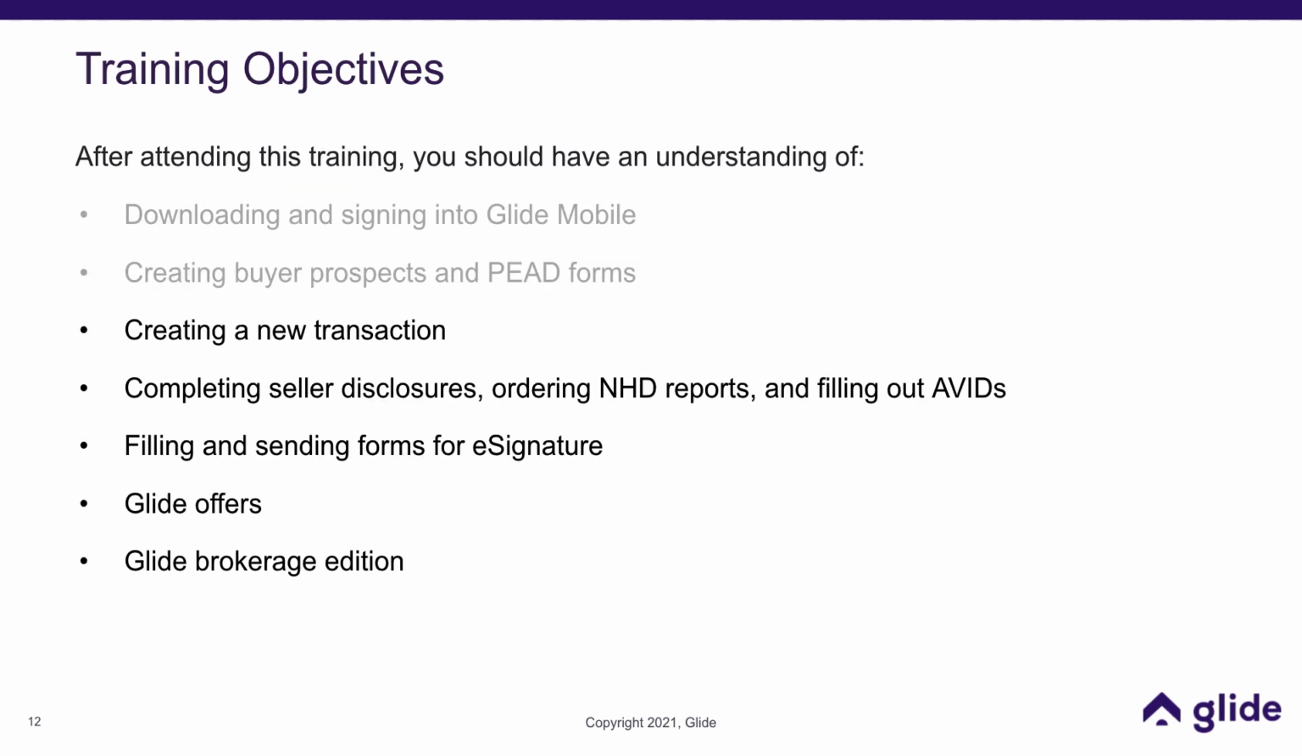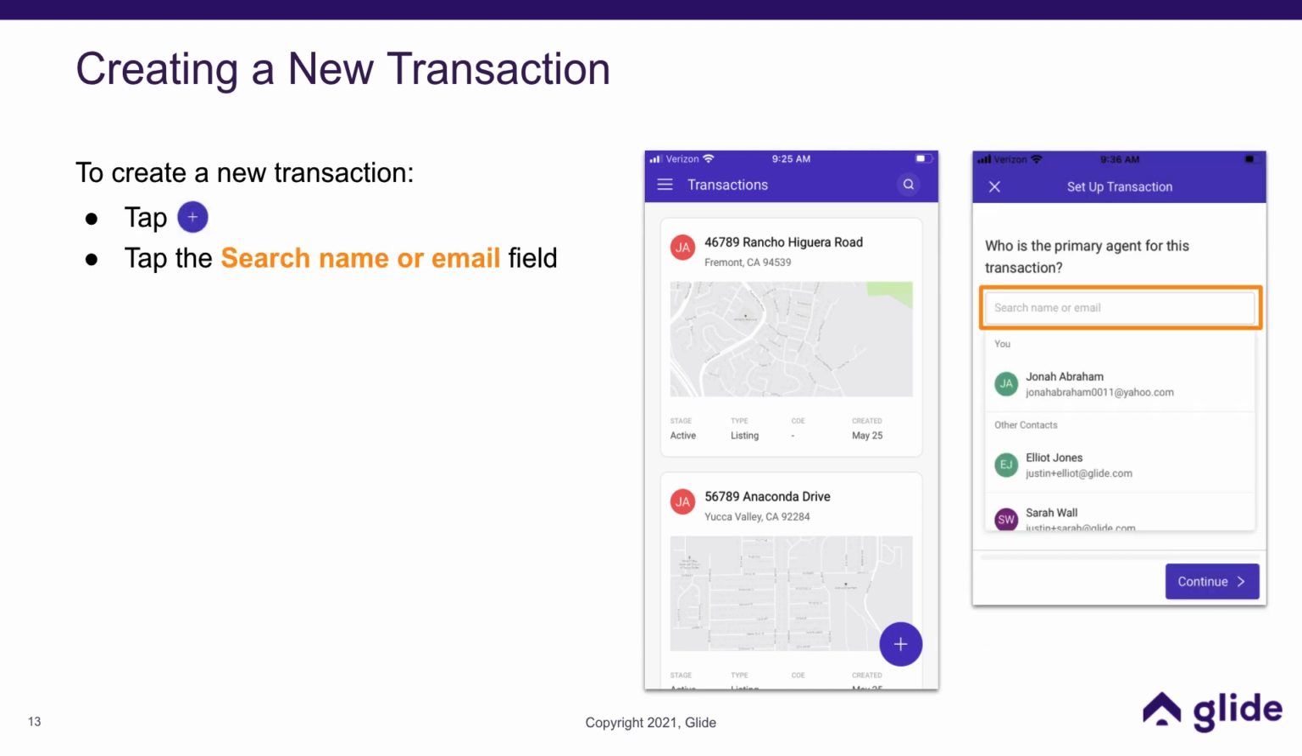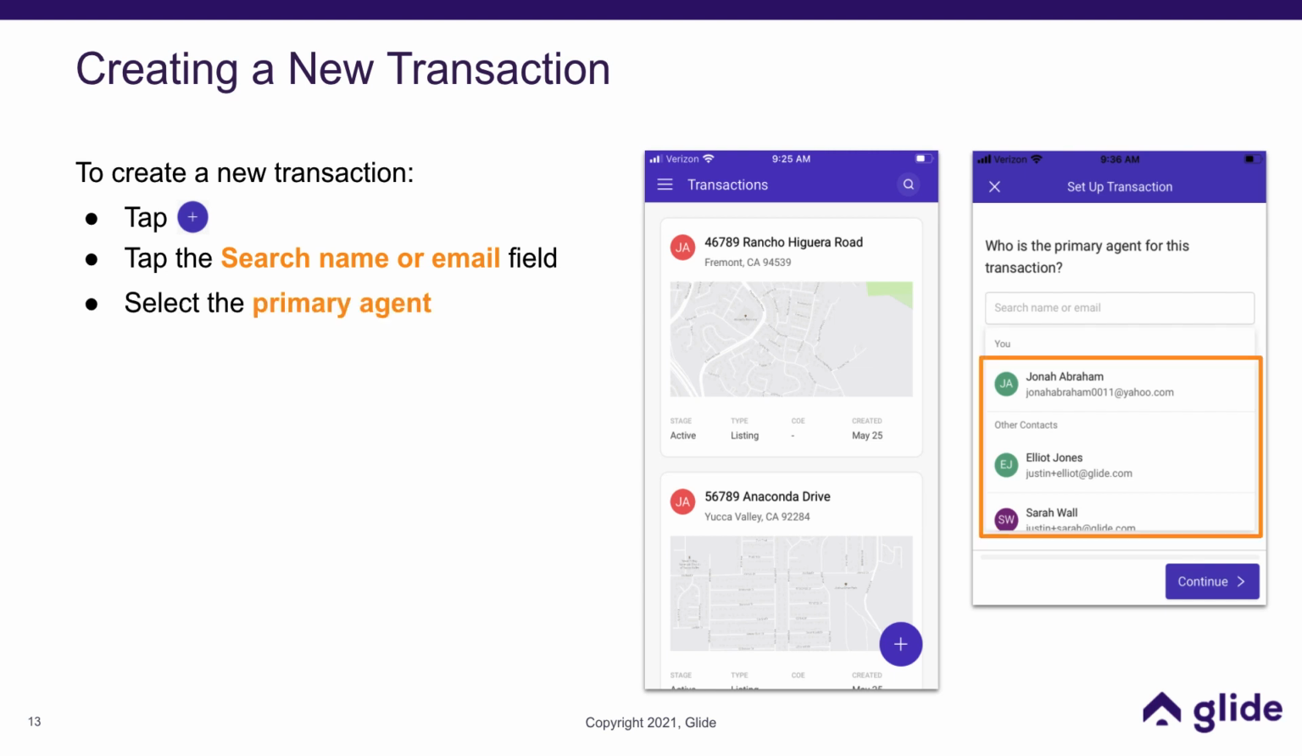Now that we've covered how to create buyer prospects and send PED forms for signature, we'll next take a look at how to create a new transaction. To create a new transaction, first tap the plus button, then tap the search name or email field. Select the primary agent from the contact list, then tap Continue.